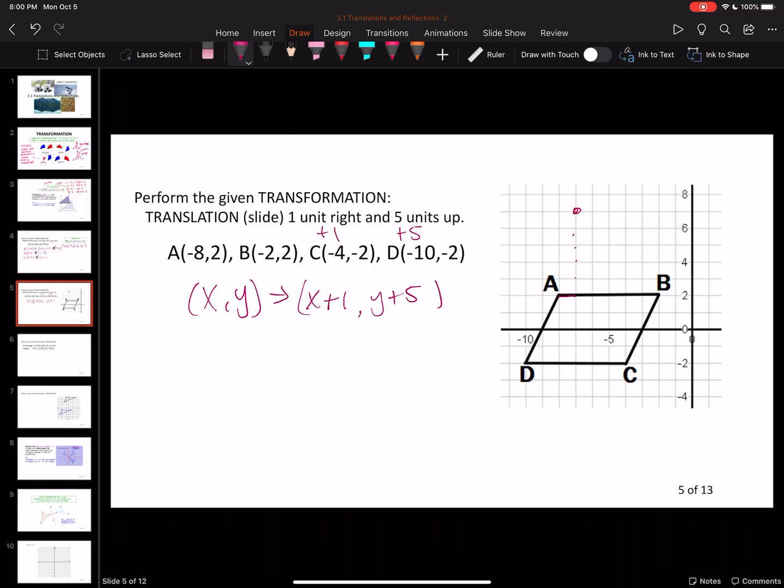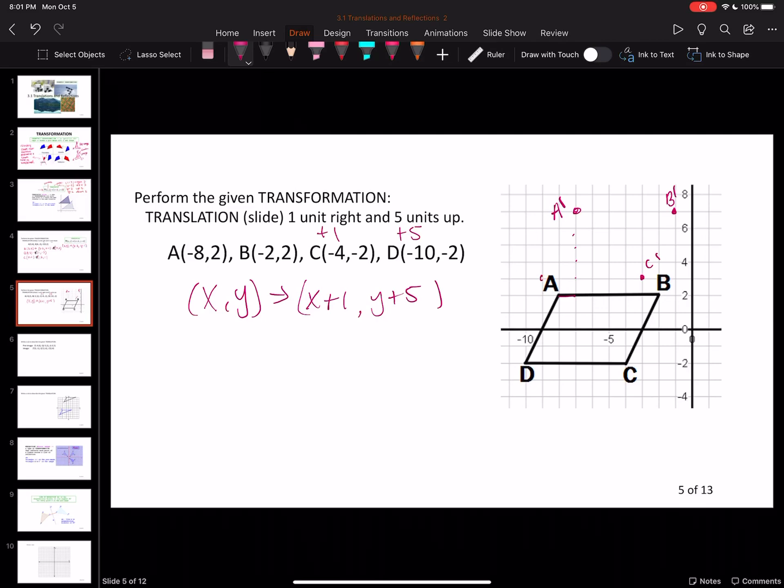Plot a point. And whenever you're using the graph, just make sure that you actually notate what the changes are with your primes. Up 1, 1, 2, 3, 4, 5. There's my B value. Over 1, 1, 2, 3, 4, 5. C prime. 1, 1, 2, 3, 4, 5.